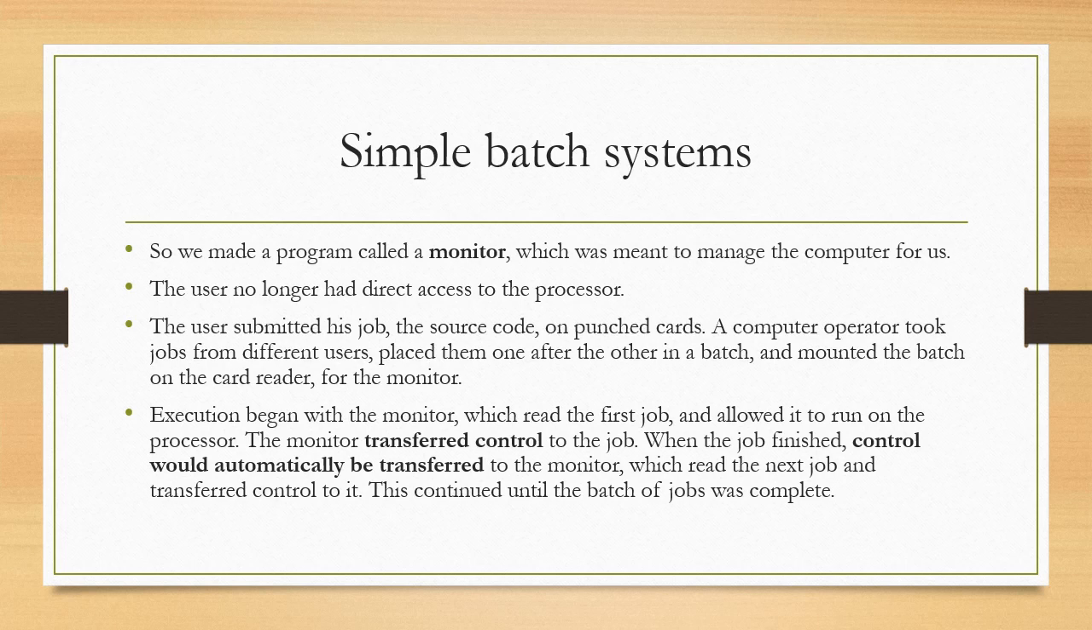Execution began with the monitor, which read the first job and allowed it to run on the processor. The monitor transferred control to the job. This means that the monitor gave the job access to the processor and the job could now execute. When the job finished, control would automatically be transferred to the monitor, or the processor would be transferred to the monitor, and now the monitor would execute, which read the next job and transferred control to it. This continued until the batch of jobs was complete.